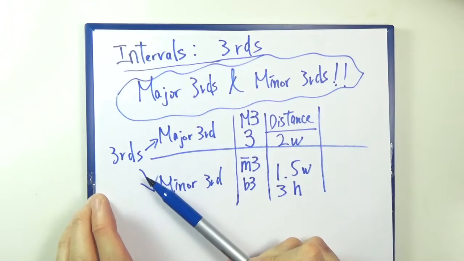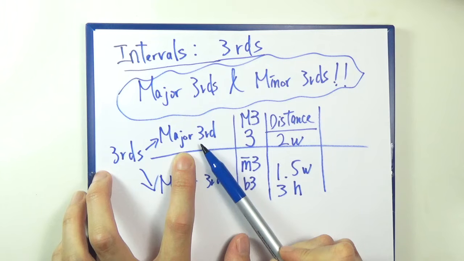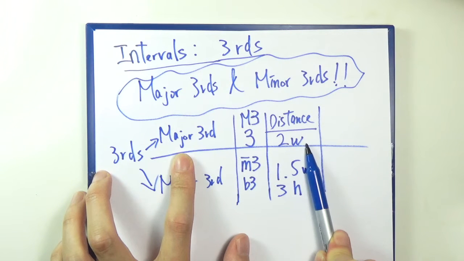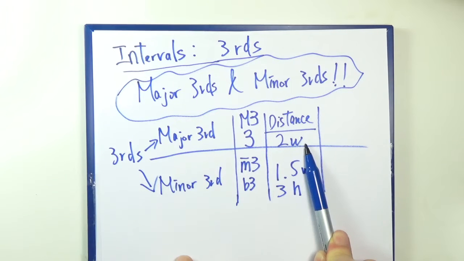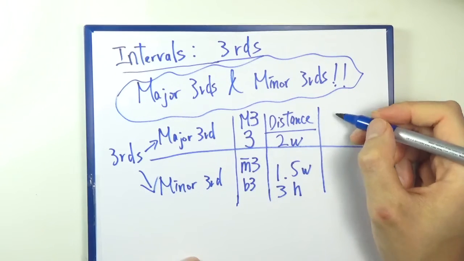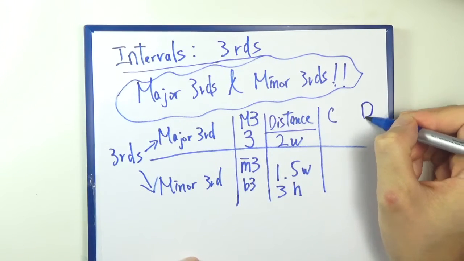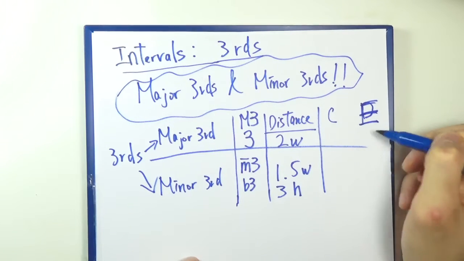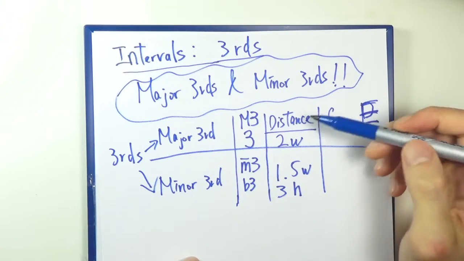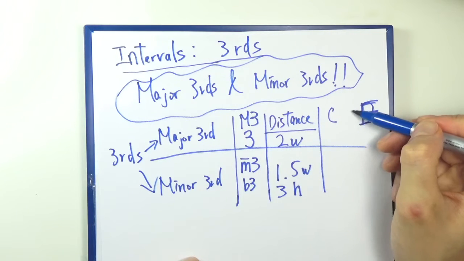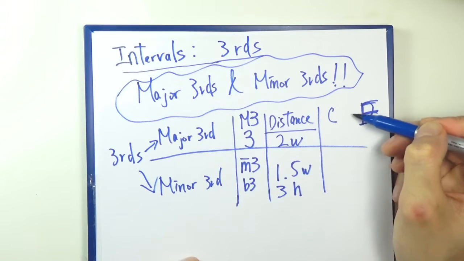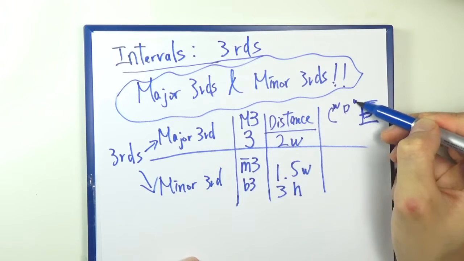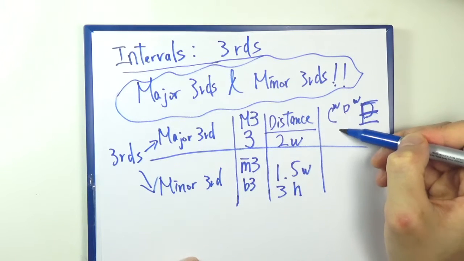Okay, so let's go to major third first. A major third by definition is a two whole step distance. So if you want C to E to be a major third, you need to check whether the distance here is actually two whole steps. You can put down D in the middle and check it. This is a whole step, this is a whole step, so we're good here. It's actually a major third.